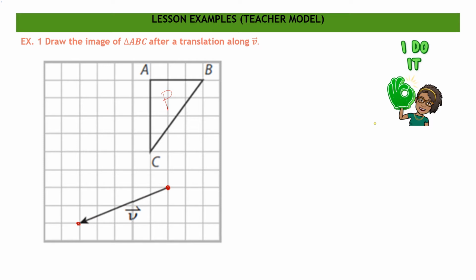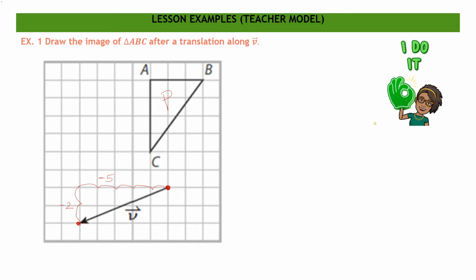To determine our translation and how we slide it, we have to count the horizontal and vertical shift, or units, of our vector. Here our vector tells us that we're moving 1, 2, 3, 4, 5 units to the left. If we're moving 5 units to the left, that's a -5. And then we're moving 1, 2 units down. We're going to do that for every point in our pre-image to get the vertices of our image.